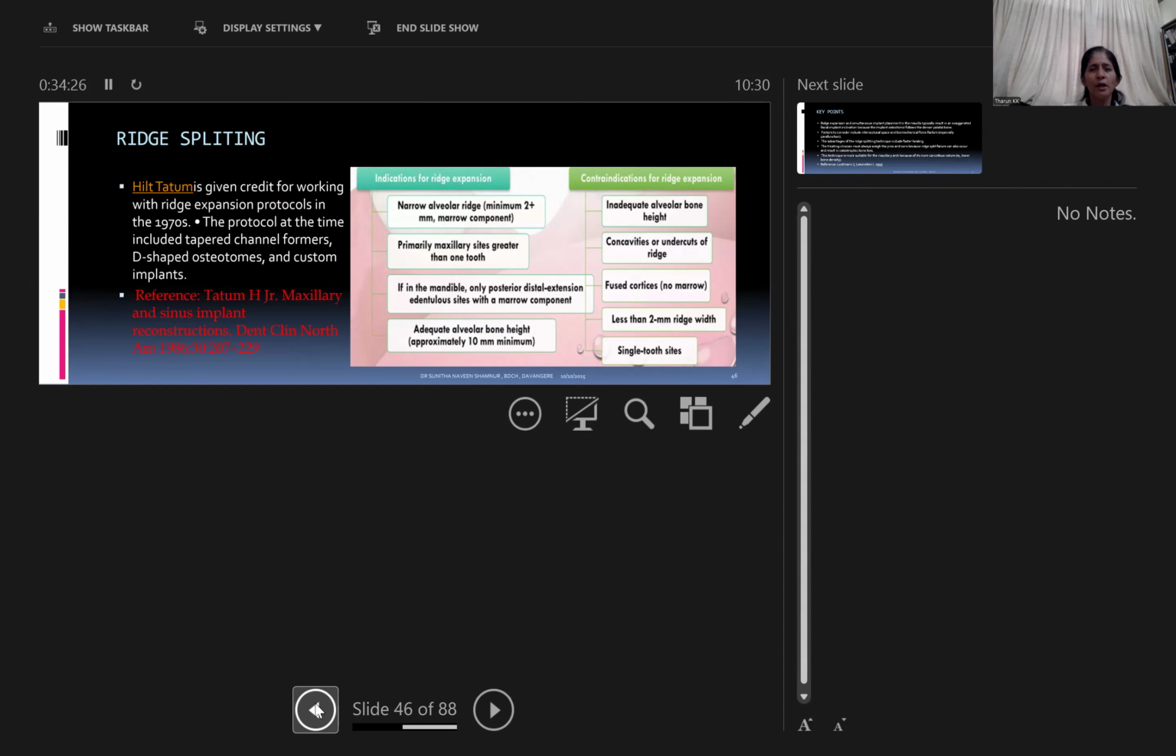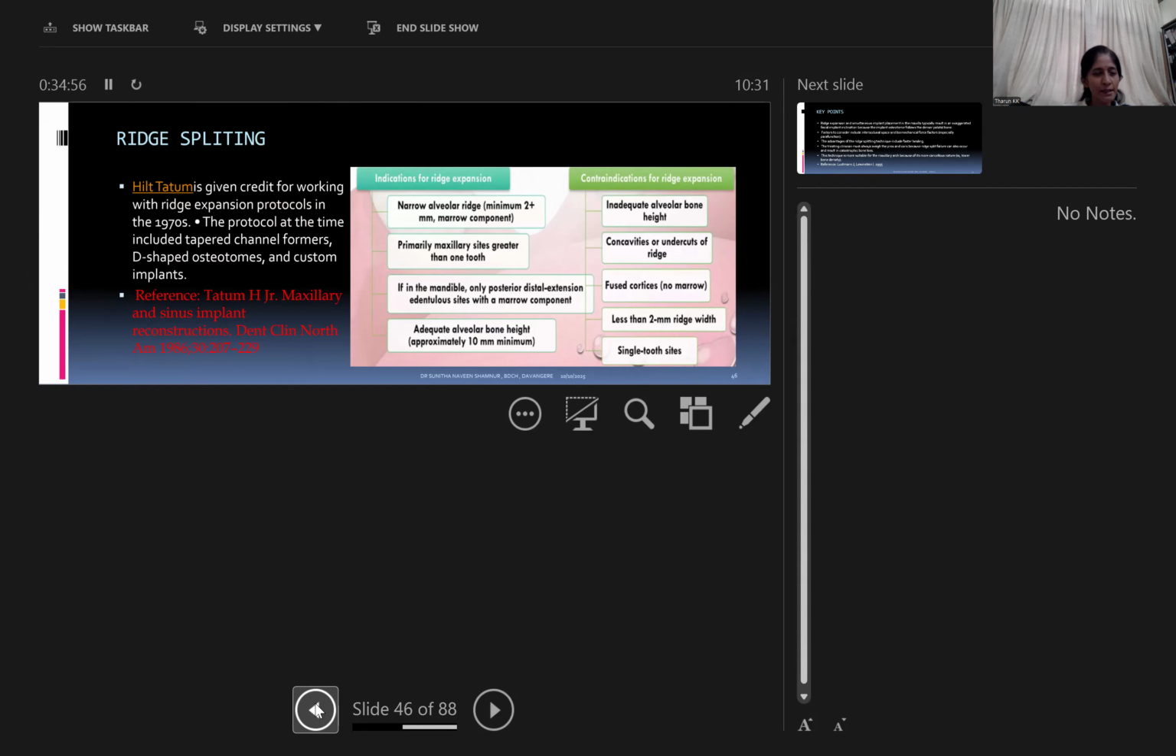You have a narrow ridge where you have less than 2 mm thickness of your buccal cortical plate, and you should also have an adequate marrow component. The marrow component is key here. If you do not have an adequate marrow component, then please do not try to do a ridge split. It's going to result in tissue necrosis and a big failure. And you should also have a vertical height of at least 10 mm to start with.